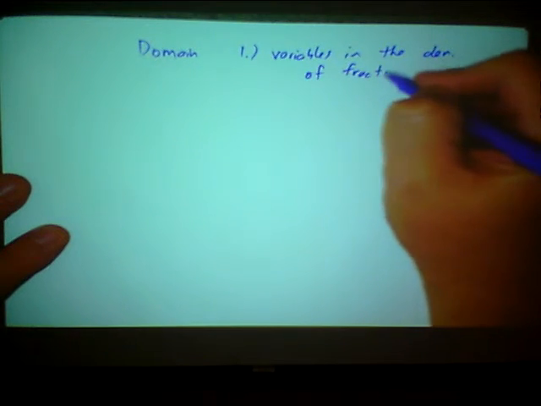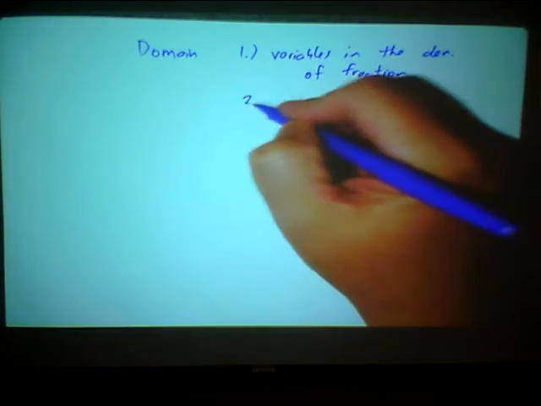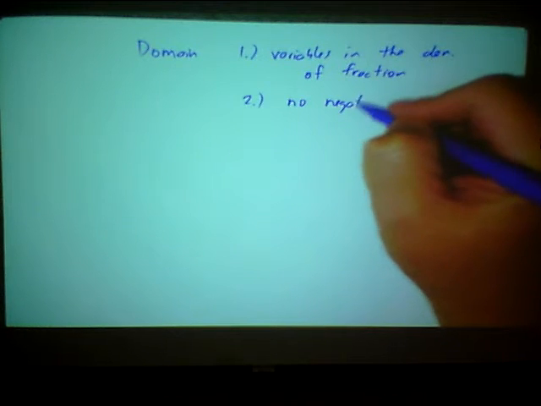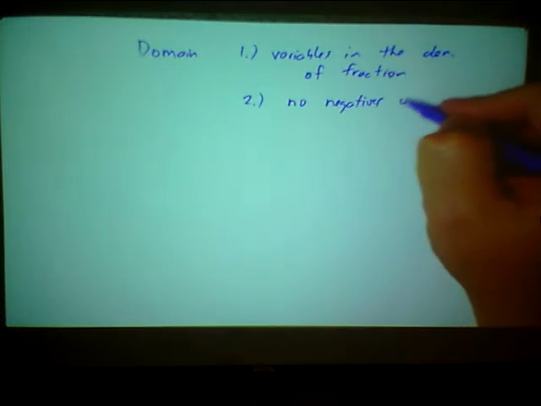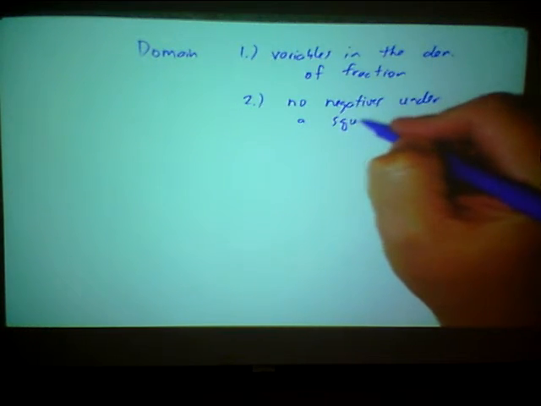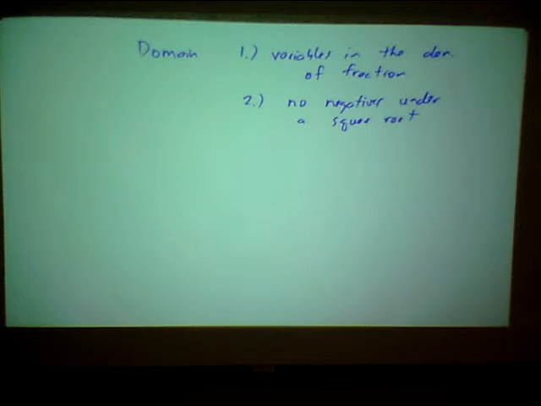And what's the concern there? We have to make sure that we never end up with a zero in the denominator of a fraction. And now the second concern is no negatives under a square root. So those are really the only two times you have to be worried about the domain.